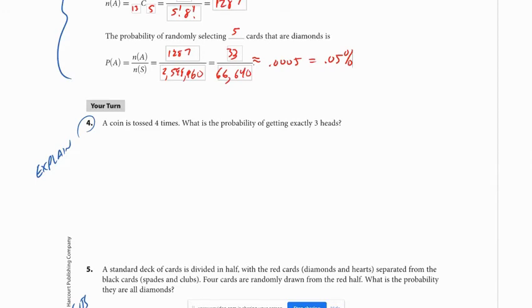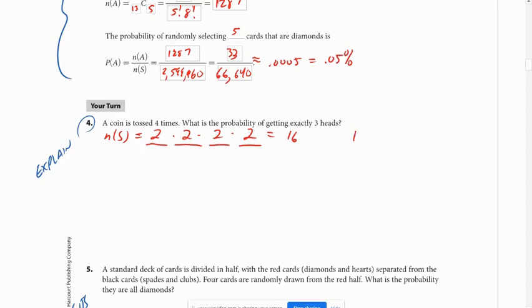Okay, for number 4, if we toss a coin 4 times, then the sample space, the total number of possible outcomes, each coin can have 2 possible outcomes because it can be heads or tails. So heads or tails, heads or tails, heads or tails, heads or tails. So that means there are 16 possible outcomes. So that means the number of items in our sample space is 16. And what is the probability of getting exactly 3 heads?